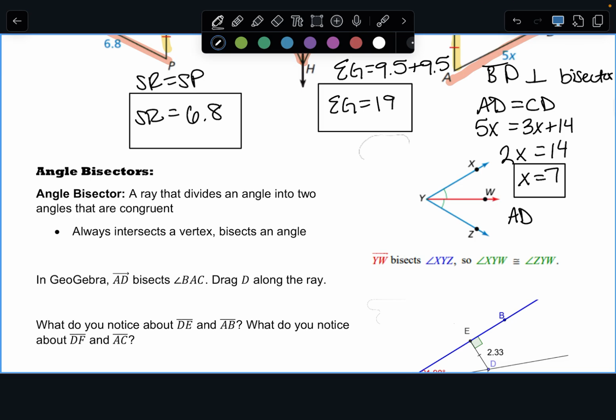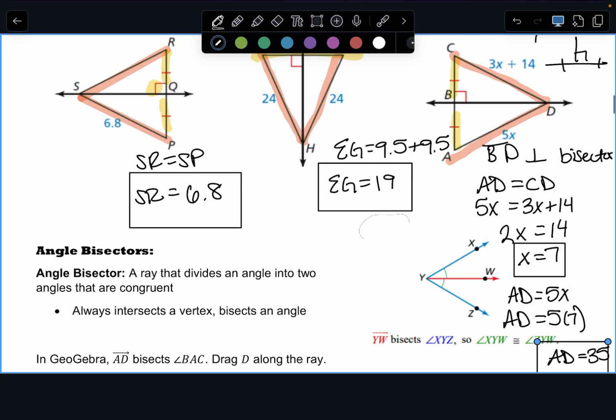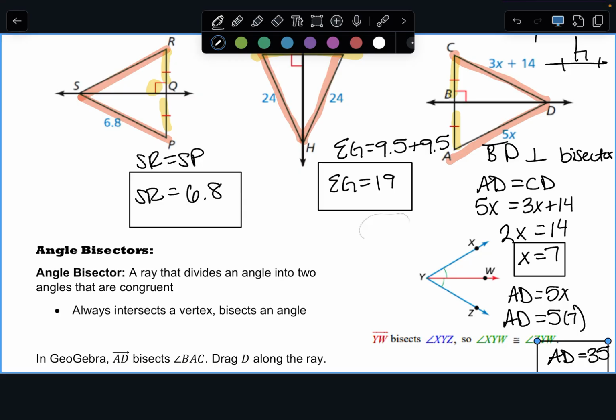Okay, AD is 5x. All I'm going to do is plug in 7 for x. And I get AD is 35. That's my final answer. Why do we do that? Because the question asked. Up here it says what's AD.